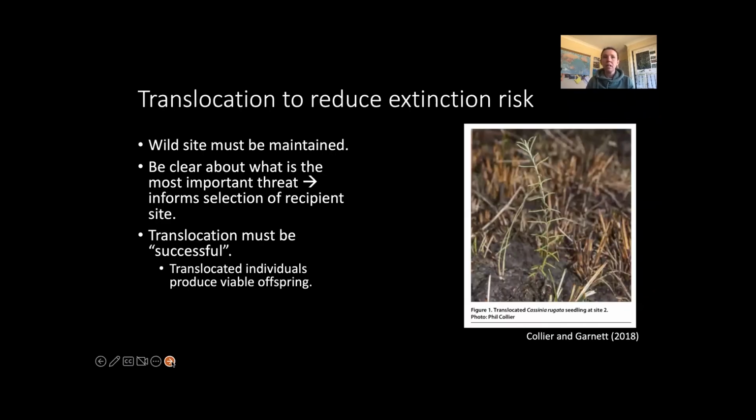So some key points here. For translocation to have a big benefit, your wild site must be maintained. So you've got to keep that original site going. You can't just swap one for another. You'd still have all your eggs in one basket. So it's important to make sure you're on top of management of the wild site as much as you can be. And it's really important to be clear on what the most important threat is. So that helps with wild site management, but it's also really going to help you with recipient site selection. You want the recipient site to be free of the threat that was affecting the wild site.